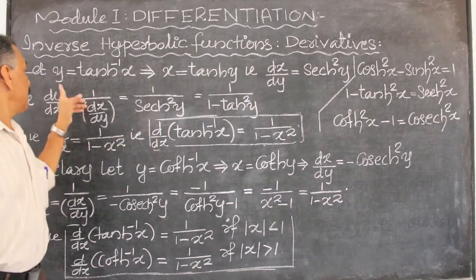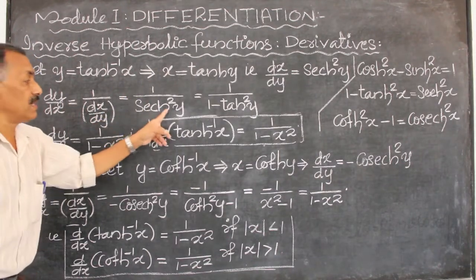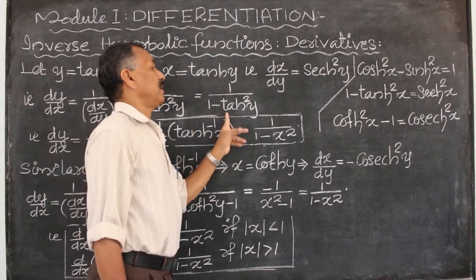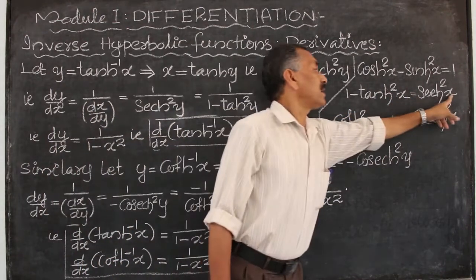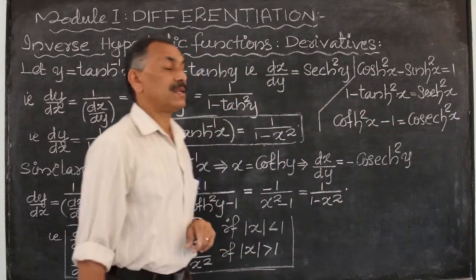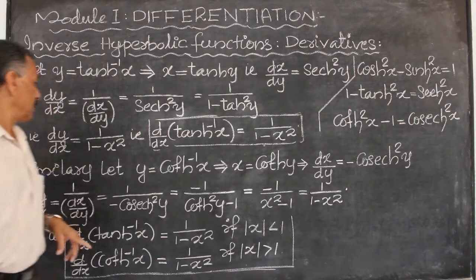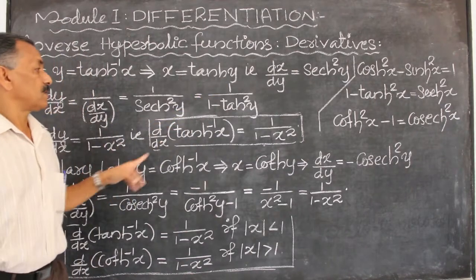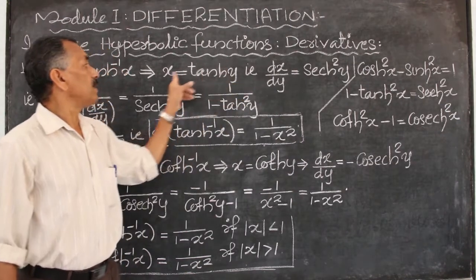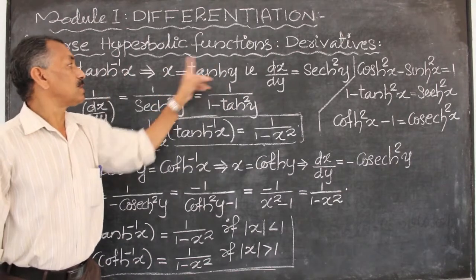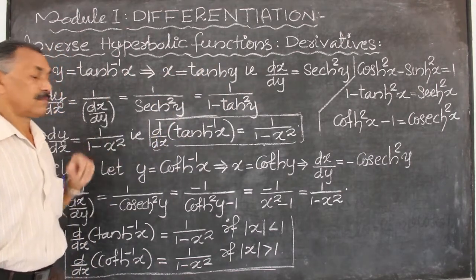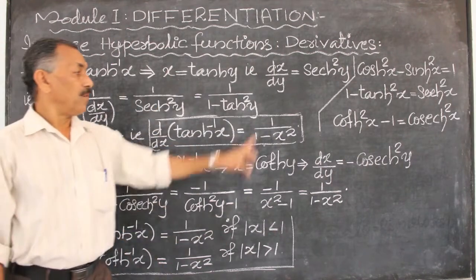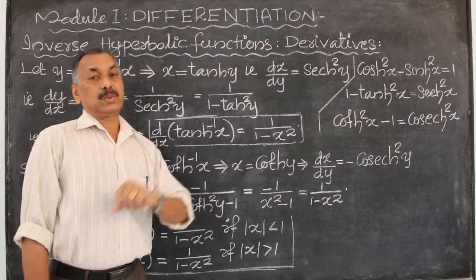1 divided by dy by dx is equal to 1 divided by sech square y. Sech square y is equal to 1 minus tanh square y. That is, dy by dx is equal to 1 divided by 1 minus tanh square y. Okay, tanh y is x, then tanh square y means x square. So the derivative of tanh inverse x is equal to 1 divided by 1 minus x square.